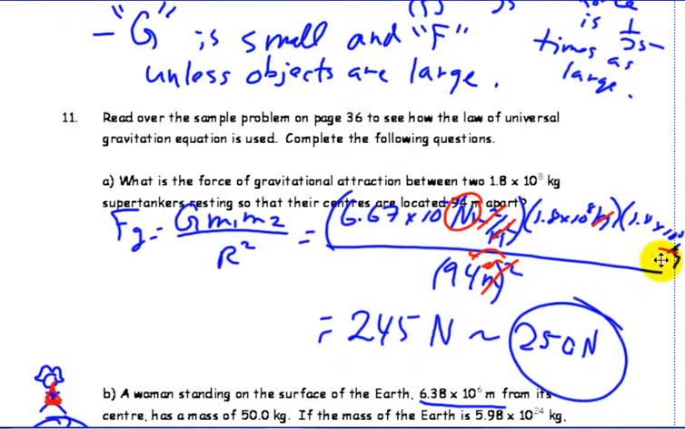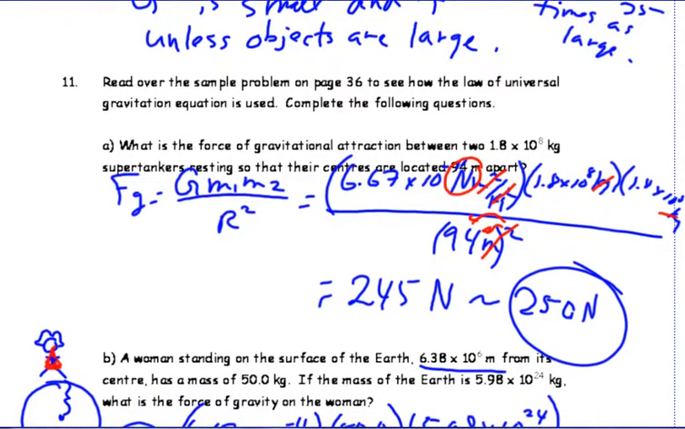It's relatively straightforward there. You always have access to this gravitational constant, so it's just a matter of using the two masses and the distance of separation. B, a woman standing on the surface of the Earth, which is 6.38 times 10 to the 6 meters from its center. All of these, the radius or the distance of separation, is always from center of object to center of object. So we're assuming that the size of the woman is negligible, so it's simply the center of the Earth approximately to where she is.